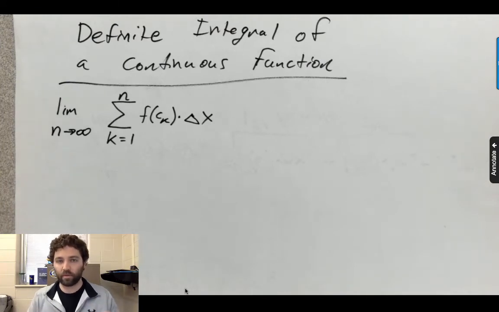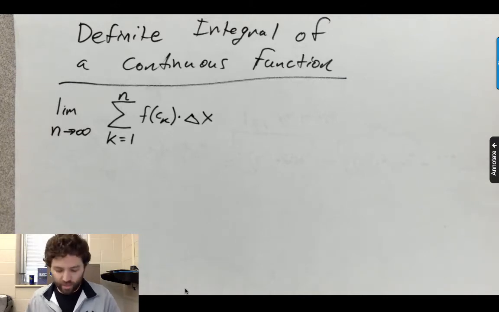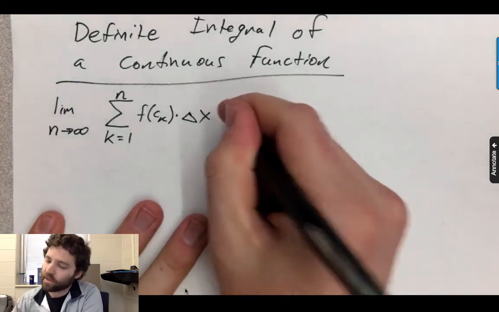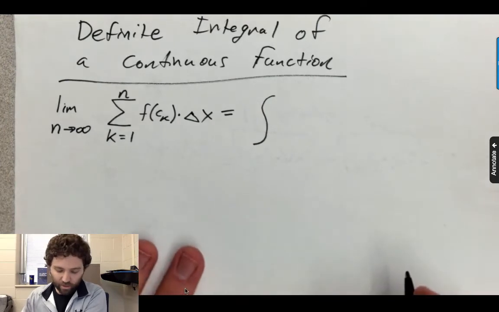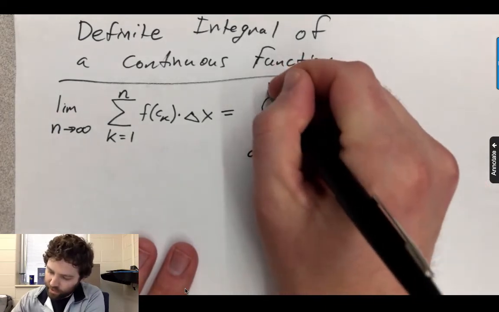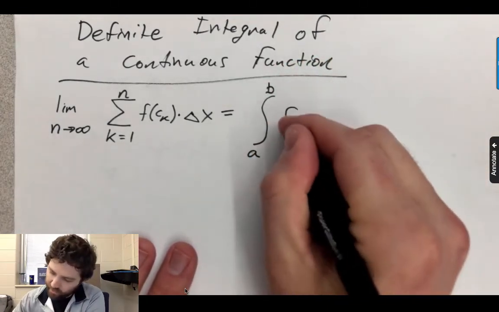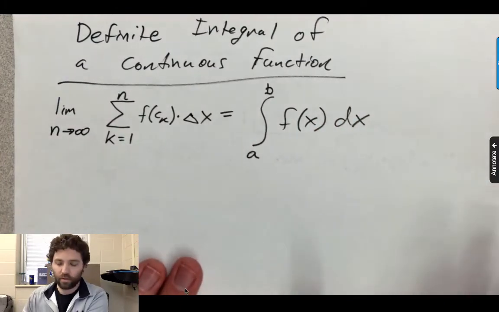Now, this notation is obnoxious, so mathematicians simplified this to what's called integral notation, a version of which you've seen before when we were doing antiderivatives. The definite integral has the integral symbol, which is actually an elongated s. I'm going to write it in and then I'll describe each part. We've got a at the bottom, b at the top, f of x dx.